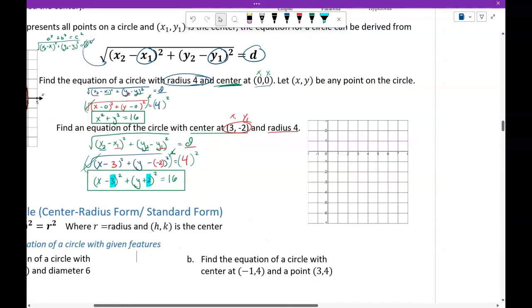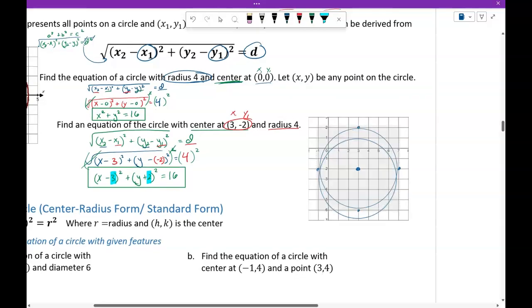But before we do that, let's just look at a quick sketch and how we can represent that. So we have 3, negative 2 as our center. And if we have a radius of 4, that means in every single direction, we can go 4 units. I like to go in the cardinal directions of up, down, left, and right. And then we can draw a little circle around here to represent our circle. That's pretty close. We can make it a little bit bigger. There we go. And there's our circle.